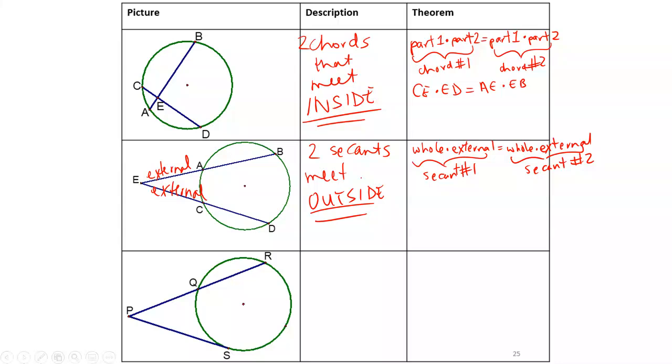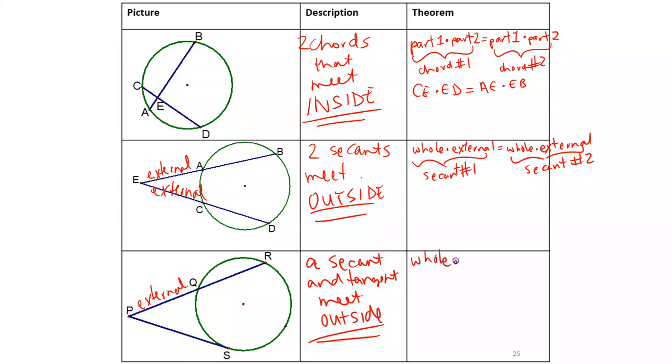And finally, we have a secant and a tangent. All right, and then what we have here is a secant and a tangent that meet also outside. This is your external part. So for that one, it's the whole times the external part equal to the tangent squared.